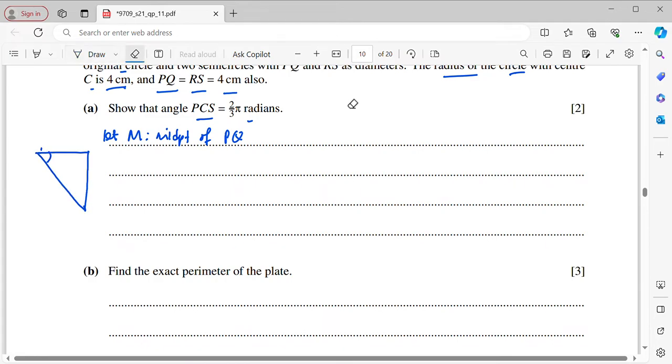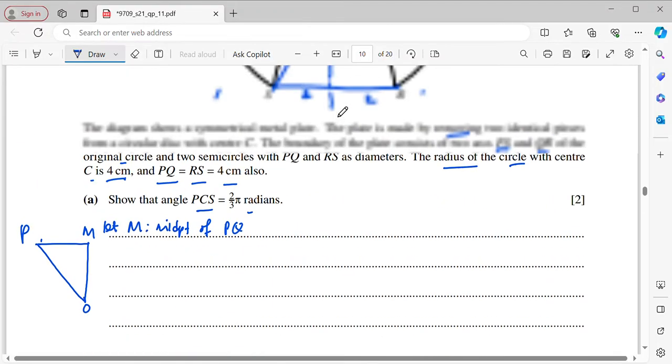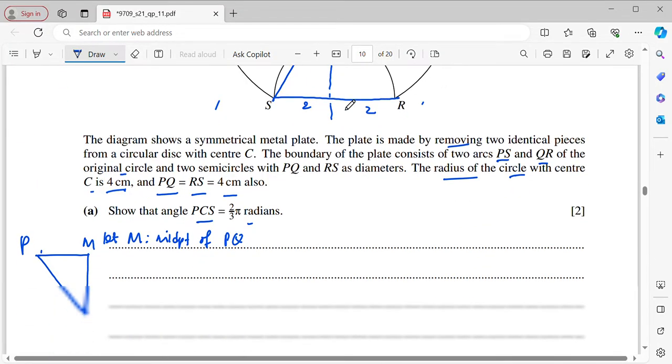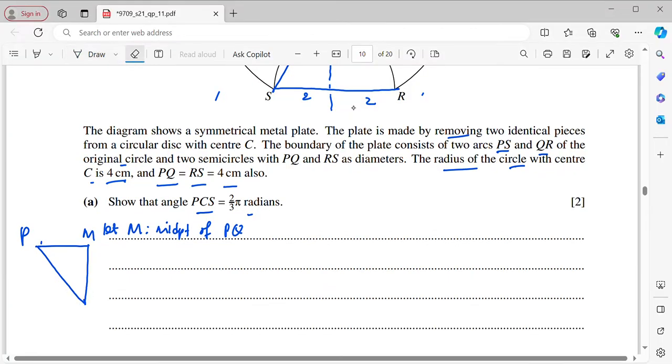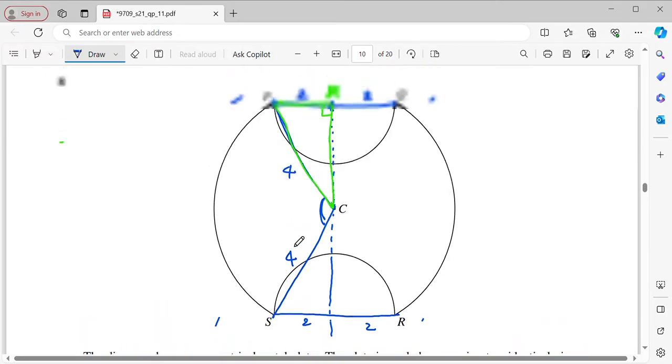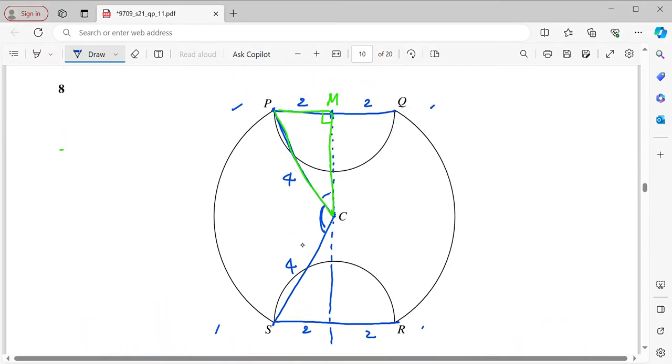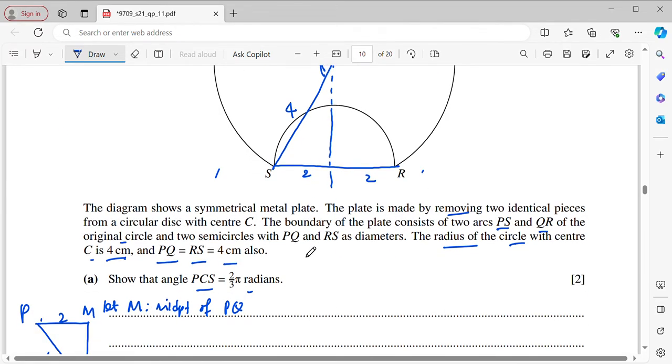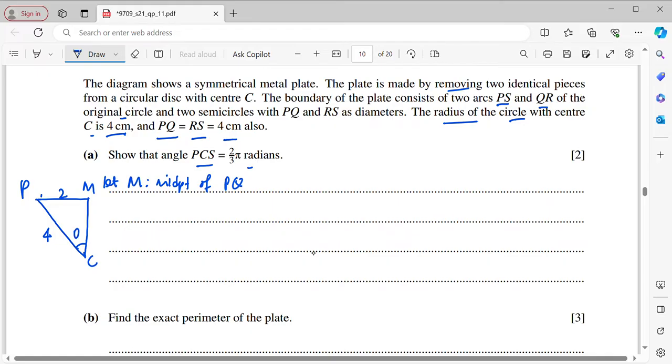Here is P, this is M, and this is O. Not OC. We know that here is 2 units, this is 4, 2 cm, 4 cm. And then now you need to show PCS. So if you want to show PCS, I need to find what this is first. So therefore I find PCM.